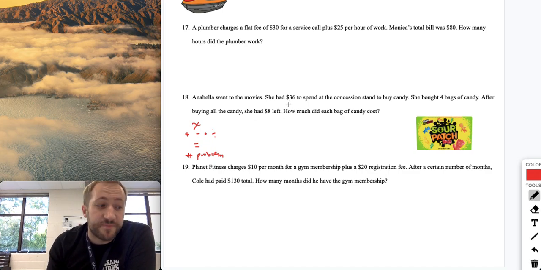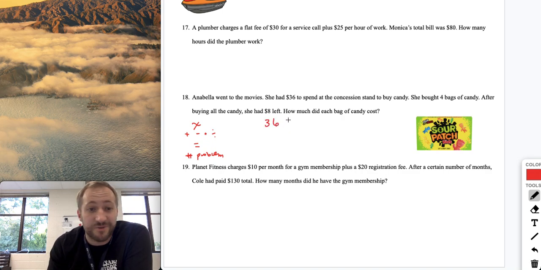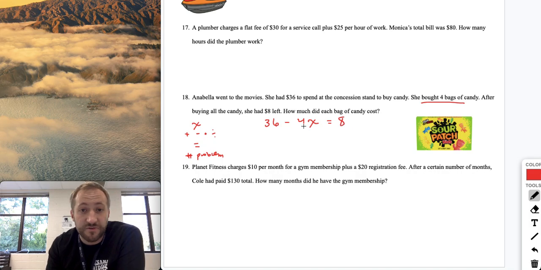So she had $36 to spend at the concession stand, okay? Sometimes it's best when we go through this in chronological order, the way it's written in the problem. 36 bucks, she bought 4 bags of candy. If she buys it, she's losing money. She's spending. Minus 4, she's buying candy and she had $8 left. How much did each bag of candy cost? The variable is going to go with that 4 bags of candy because I'm trying to put those together and figure out how much the total amount cost. And she had $8 left. So this is the equation I'm looking for right now. She had 36 bucks. She spent some money on 4 bags of candy. Subtraction equals $8 left.